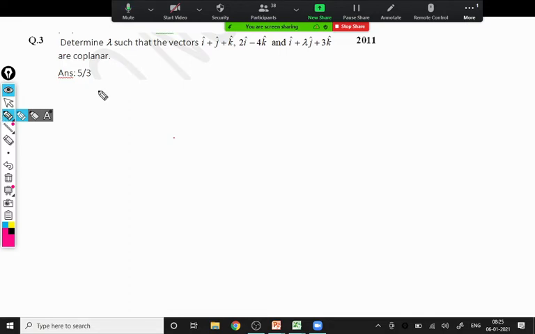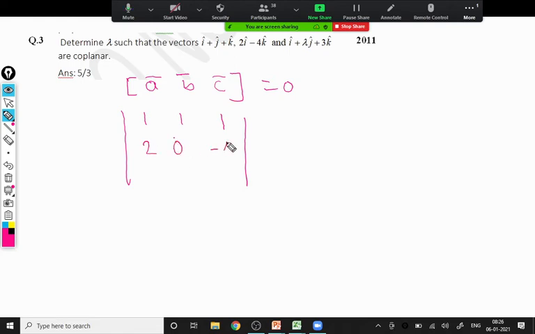As the vectors are coplanar, we can say the box product of the vectors A, B, C is 0. The box product is nothing but a determinant. The first row is 1, 1, 1. The second row is 2, 0, minus 4. And the third row is 1, lambda, 3. Now we just have to evaluate this determinant, and we get lambda equal to 5 by 3 as the answer. So let me see how to expand.